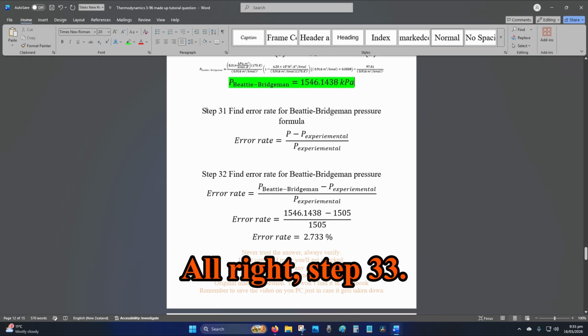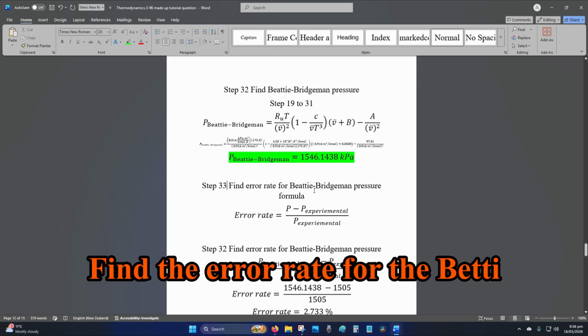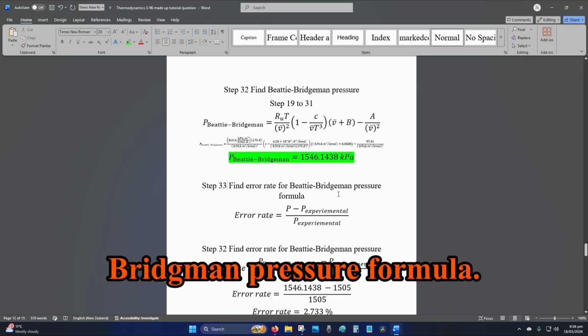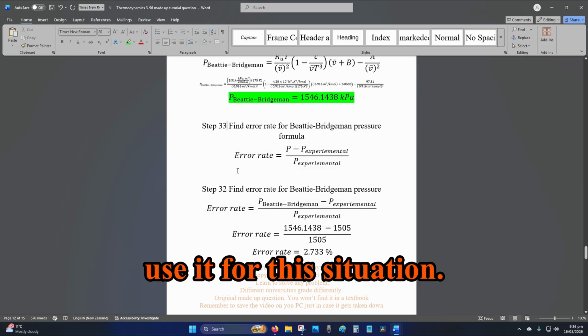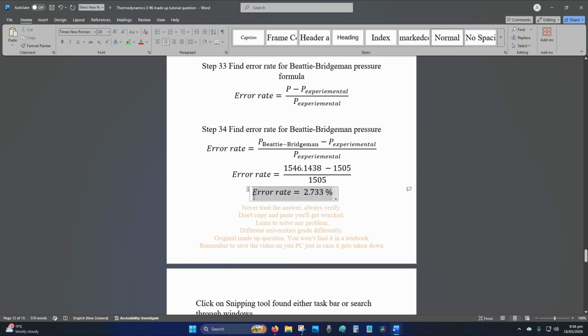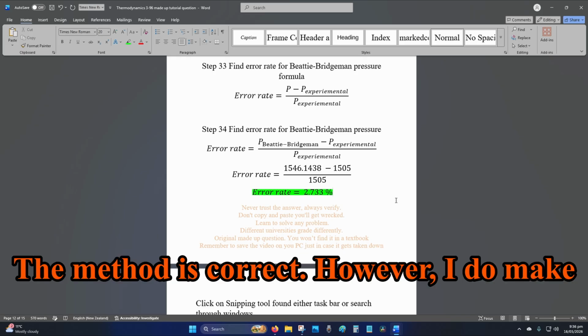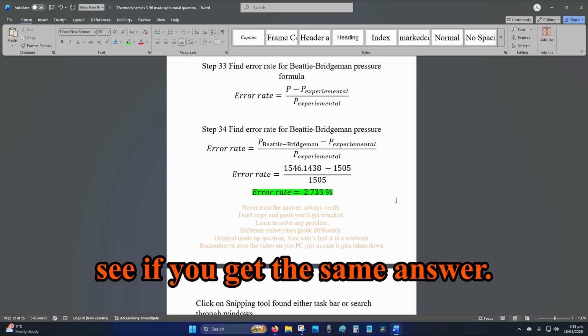Alright, step 33. Find the error rate for Beattie-Bridgeman pressure formula. It's the same one, we just use it for this situation. So we get 2.733%. Disclaimers. The method is correct, however I do make calculation mistakes. I encourage you to solve it yourself and see if you get the same answer.